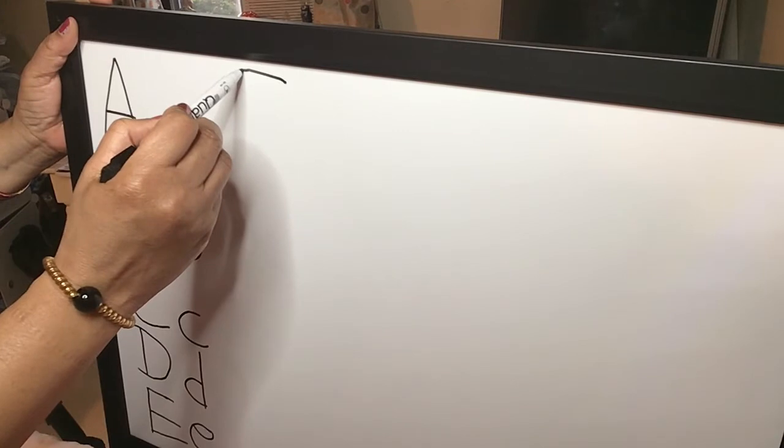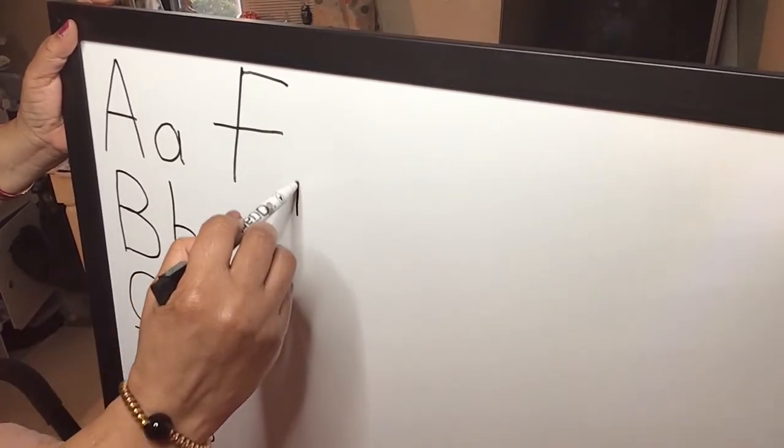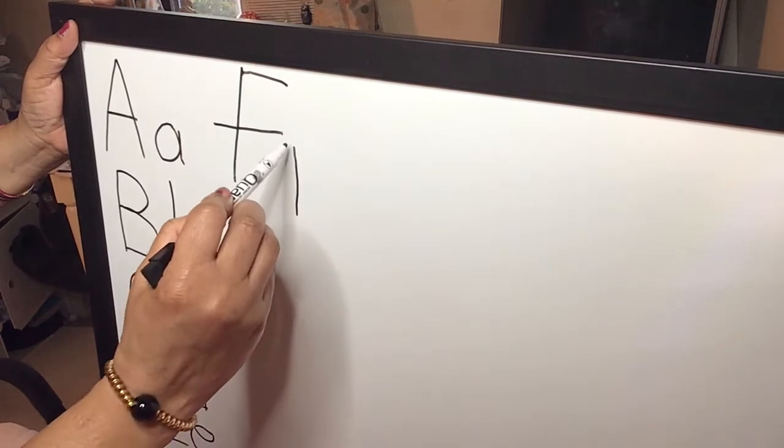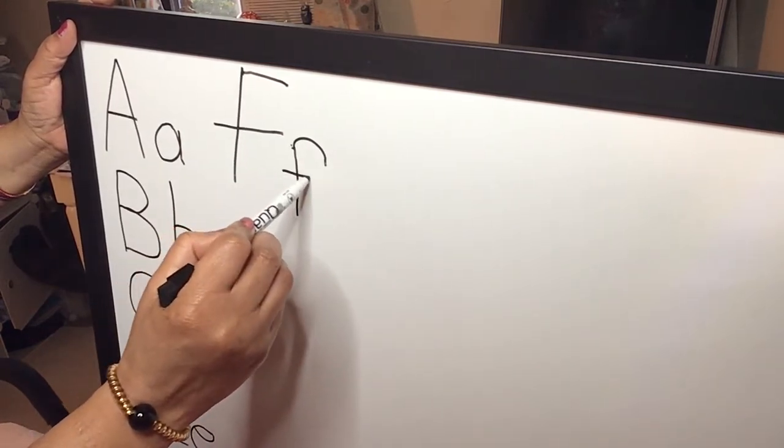Next we have F. Go across like that, you come down like this, and you go across like that. For the little f, you put a short stick, and you bend it like that and cross it like that.